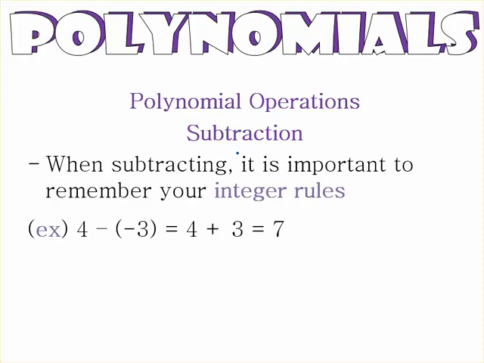So let's start by looking at this example. 4 minus negative 3. Well, subtracting a negative actually turns into an addition. So 4 minus negative 3 is the same as 4 plus 3, or 7.